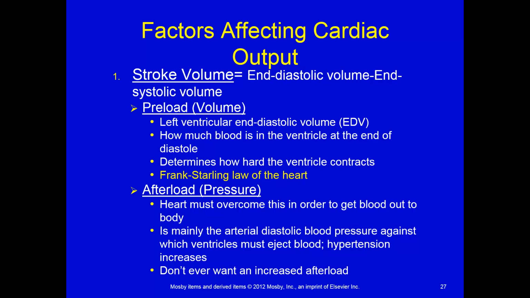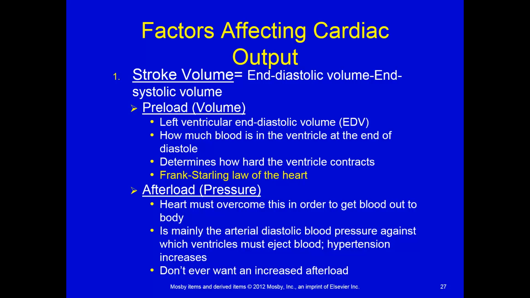It's okay to have an increase in preload, an increase in volume. We just talked about how that might actually increase contractility and how well the ventricle contracts. Is it ever good to have an increase in afterload? No. You don't ever want an increase in afterload because you're asking the left ventricle to work too hard. Anyone heard of enlargement of the heart or left ventricular hypertrophy? This is why it happens. Because the left ventricle is just like any other muscle in the body. You overwork it, it's going to get bigger, right?